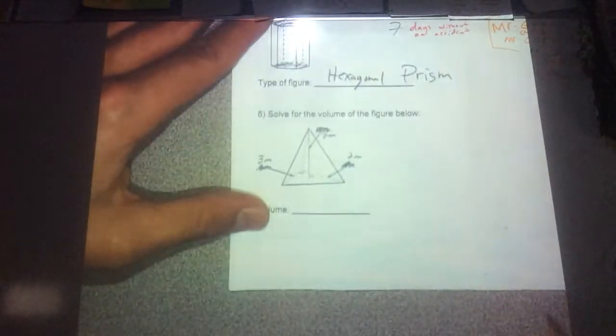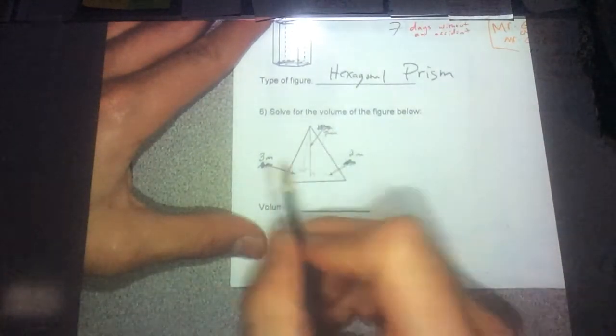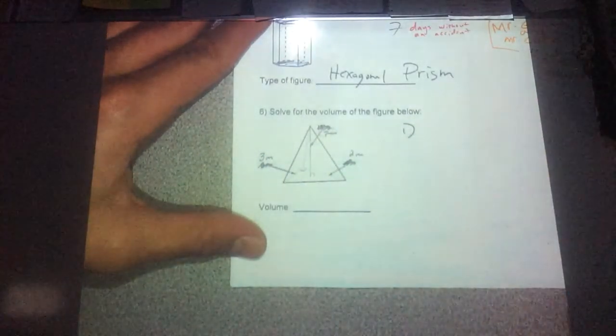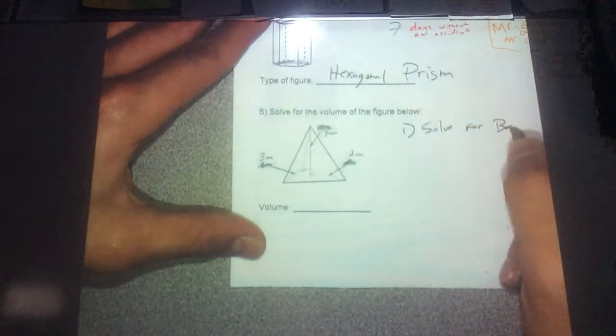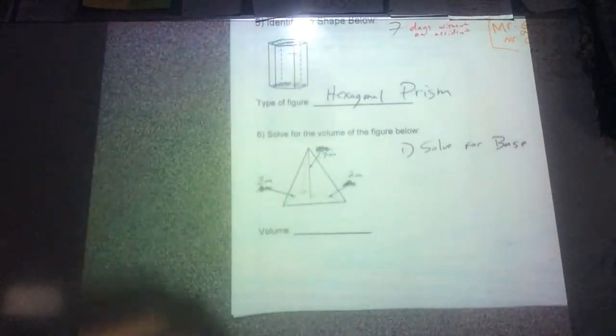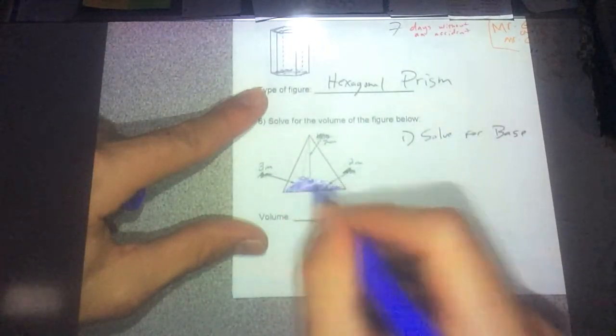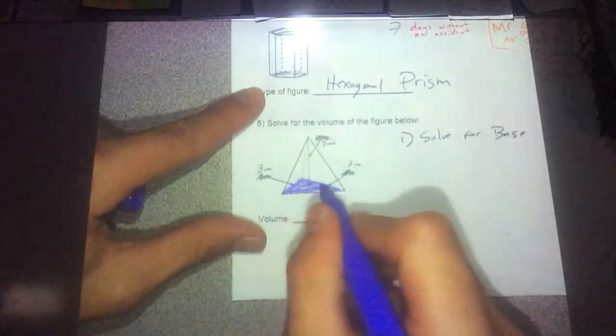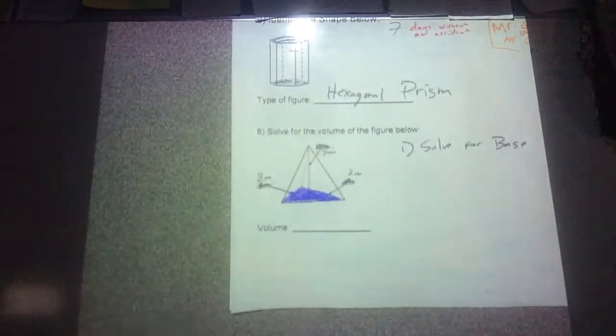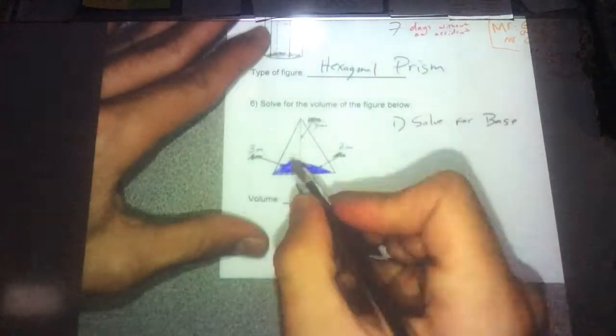Solve for the volume of the figure below. So this is 7 meters cubed. Now step 1 is to solve for the base. So I'm going to go ahead and shade in the base here. It's this triangle right here. I'll shade it a little bit better. Okay, so it's this triangle right here.